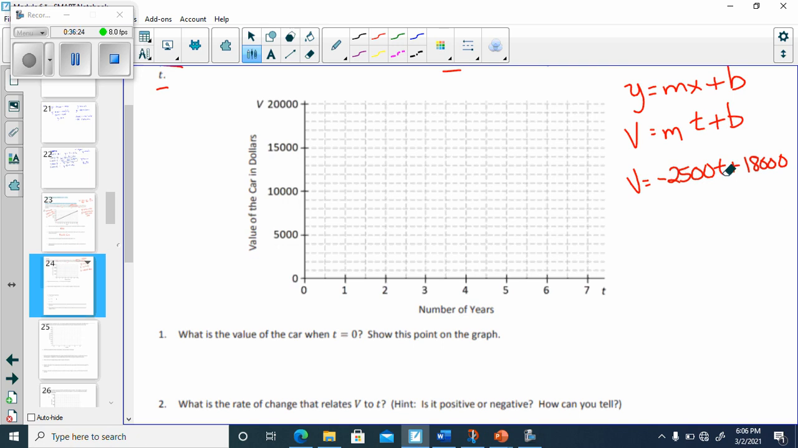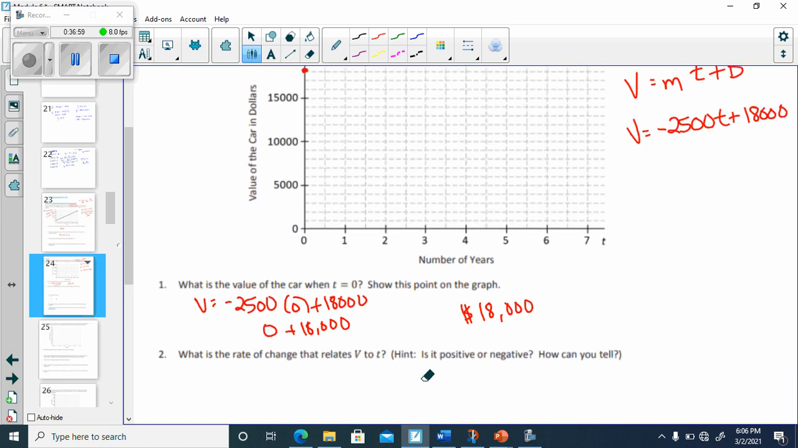Well, if T is 0, that's times 0. Let's try. Value of the car would be negative 2,500 times 0, that's 0 years, plus 18,000. Okay, that's 0 plus 18,000, so that's $18,000. Or you could have just said, what's the value of the car when you start? Because that's when T is 0. It's 18,000. So we could plot this. Let's see, it's 15, 16, 17, 18. That's where we'd start, wouldn't we?